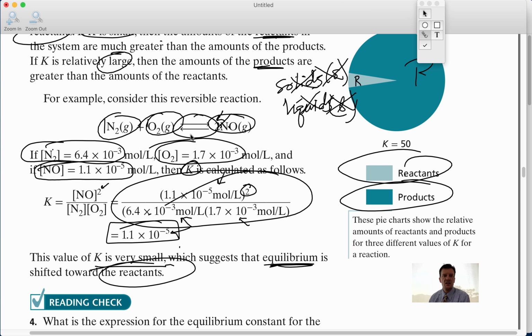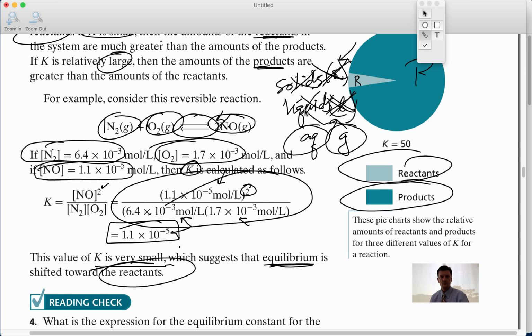That's because this K expression is working with things whose concentrations change. A solid has a fixed density. Its concentration is not going to change. A pure liquid like water, its concentration is not going to change. So you don't put pure solids, don't put pure liquids ever into the K expression. Only aqueous solutions and gases.